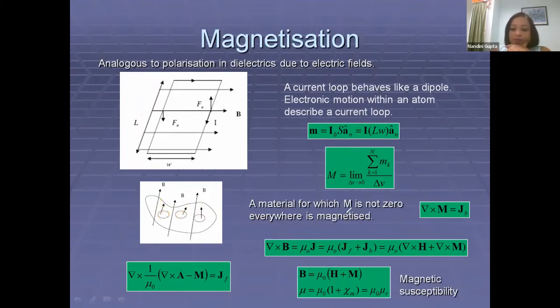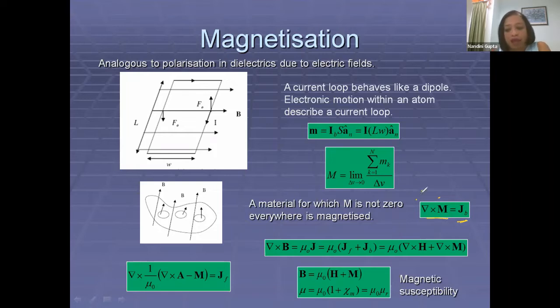Now, if M is not 0 everywhere, then it is a material which has been magnetized. And what is the relation between the magnetization and the currents due to which magnetization occurs? We assume that magnetization occurs due to the bound currents. The bound currents are because of the motion of the electrons. So curl of M is equal to J_B. Curl of H is equal to J_F, which is the free current, and curl of M is the bound current.